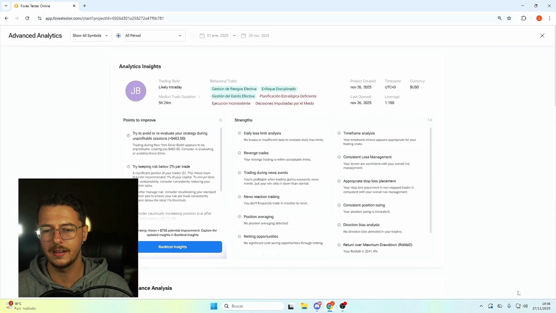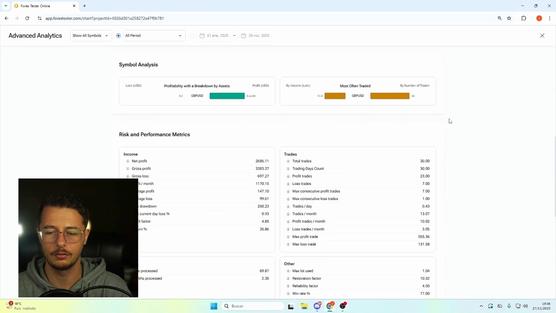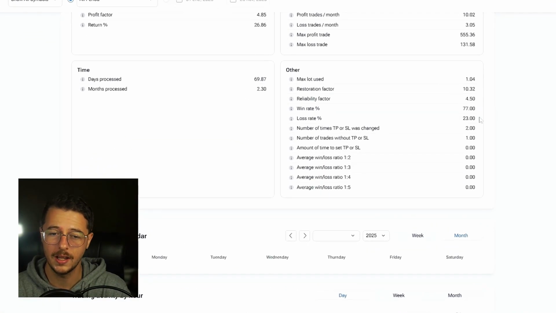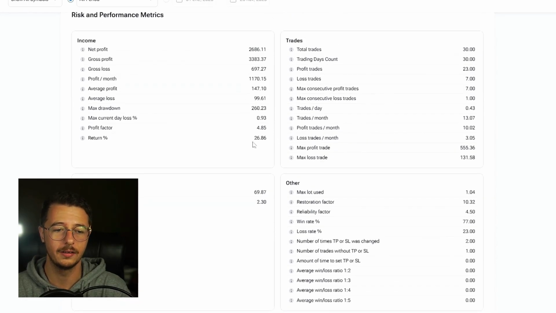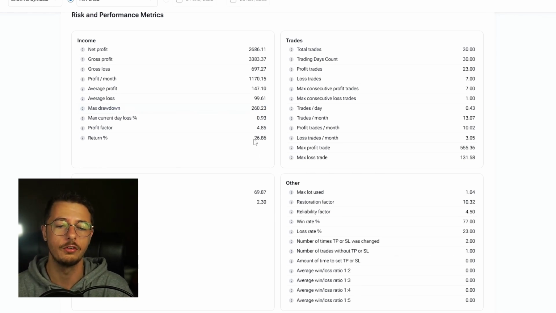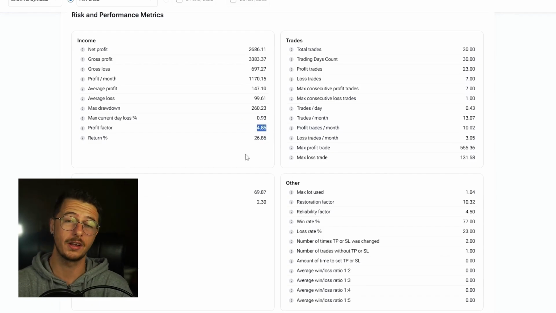If we come to analytics, we can see that we had some interesting metrics here, like a 70% win rate. And as well, we had, like I said, nearly a 27% return. But guys, we only had a max drawdown of 2.6%. I mean, that is really, really small compared to the huge return we've had. Not only that, our profit factor is completely out of the moon. Nearly a profit factor of 5.